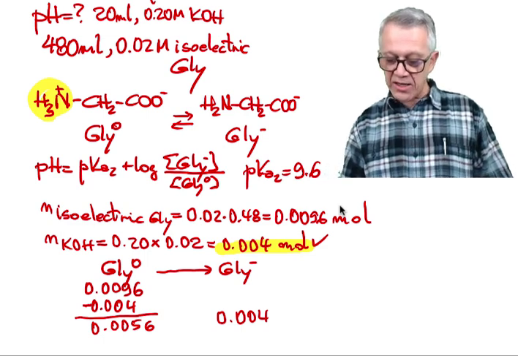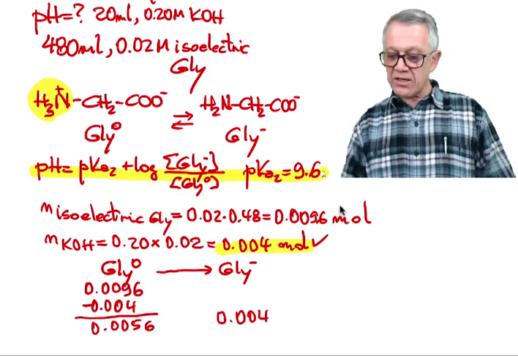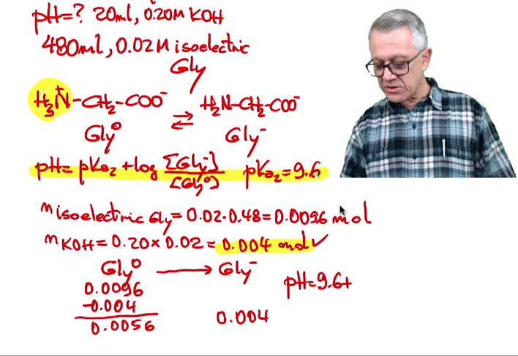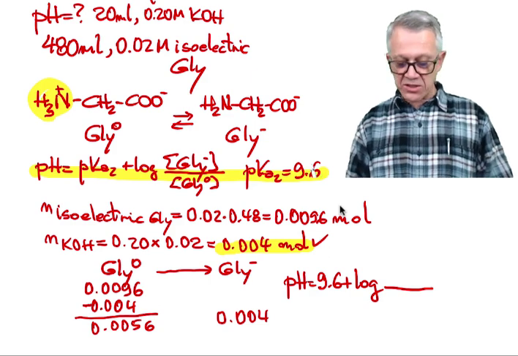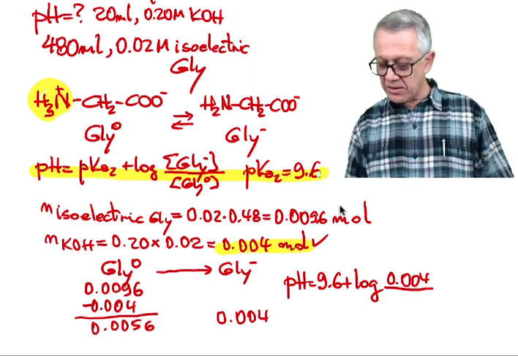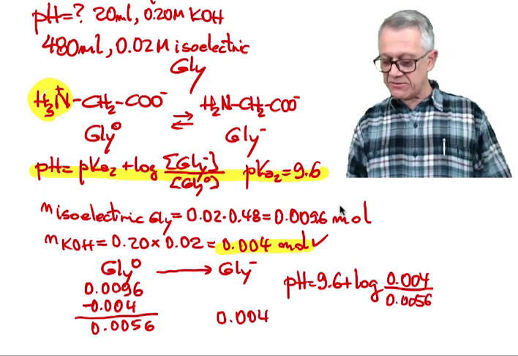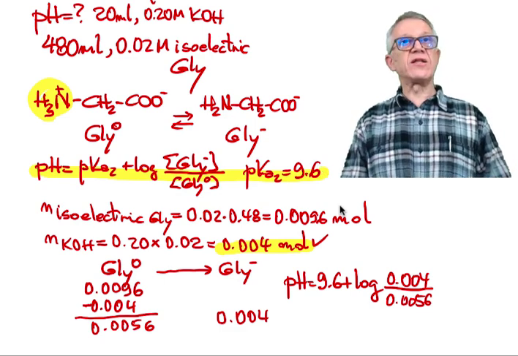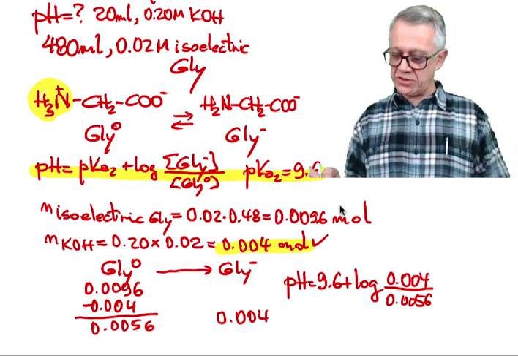Now we can go back to the Henderson-Hasselbalch equation that we have here, and plug in these numbers and calculate the pH of the solution. The pH is going to be the pKa, which is 9.6, plus the logarithm of the concentration of glycine minus, 0.004, over glycine 0, 0.0056. Why didn't I divide this by 480 plus 20 milliliters to get the molar concentration? It's because it's a ratio, and we already talked about this many times, right?